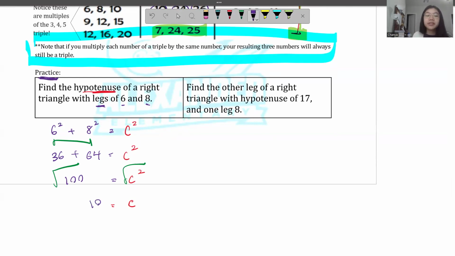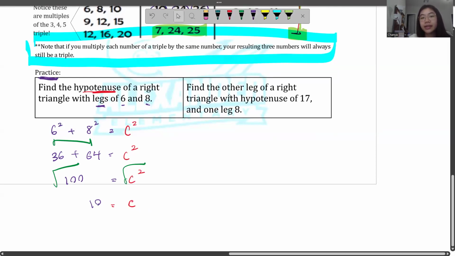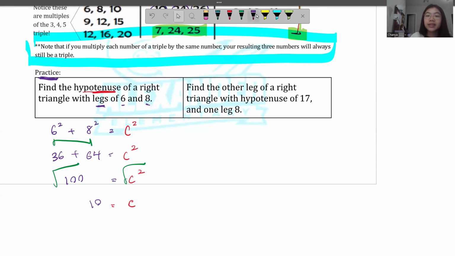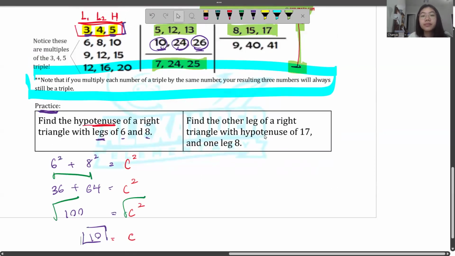Technically, when you square root it, it can be 10 or negative 10, except here you know that C cannot be a negative value since it's a side length, right? Side lengths can't be negative. So therefore the only one that makes sense is that C equals 10. And C is what you're solving for, which is the hypotenuse. That should be your answer for this question.